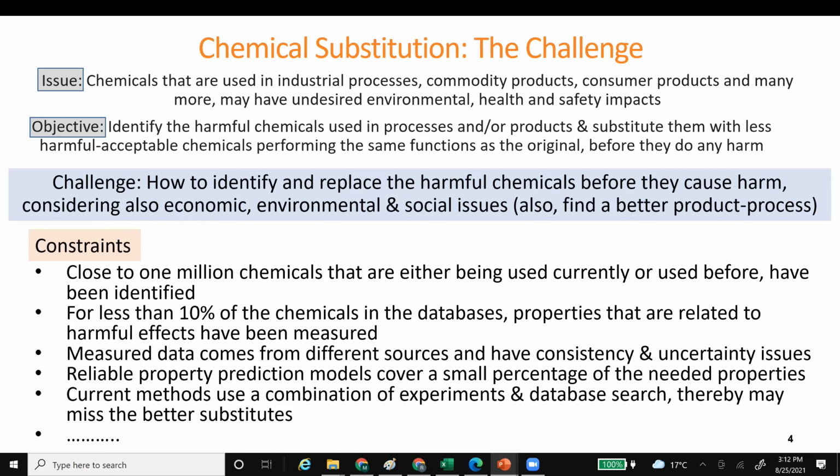Current methods use a combination of experiments and database search, and thereby may miss the better substitutes that we may be looking for from a business economic point of view. So these are some of the constraints. There are many more, and that is the challenge that I have mentioned.